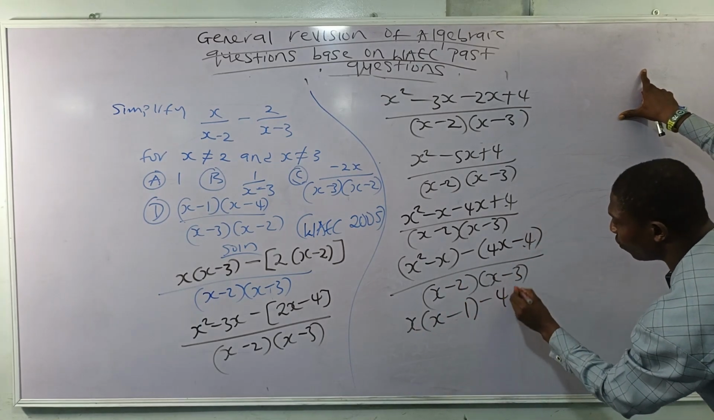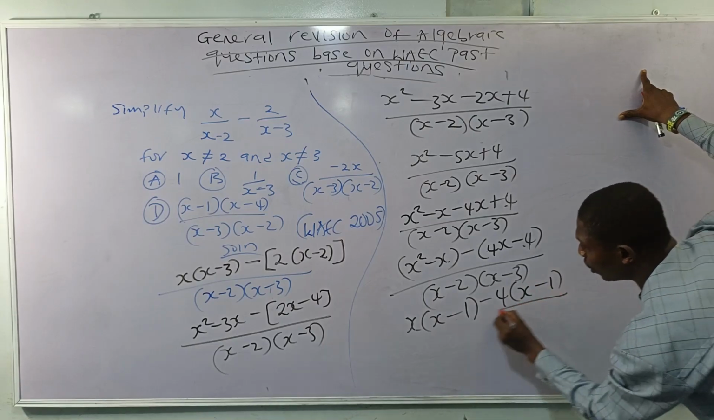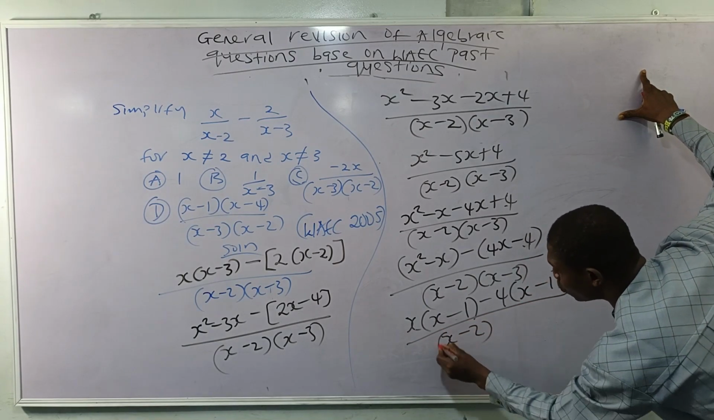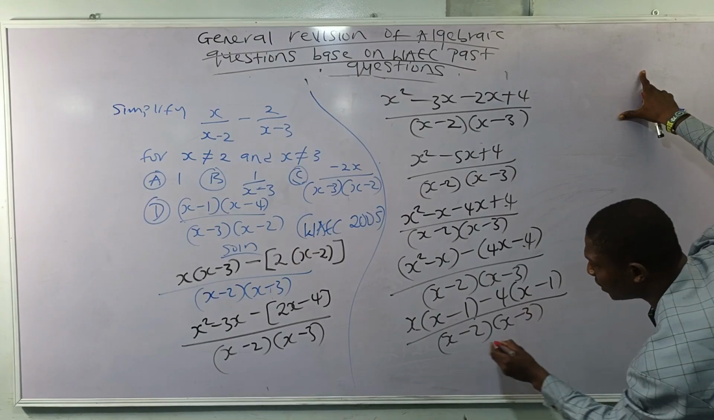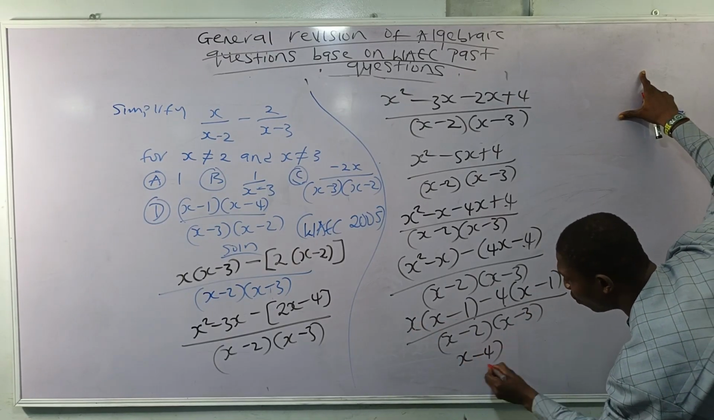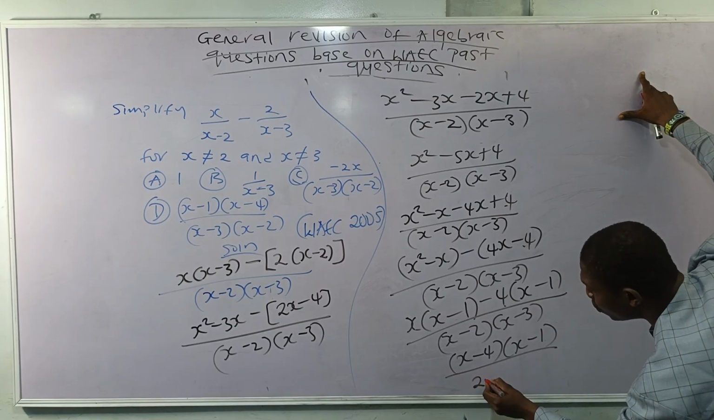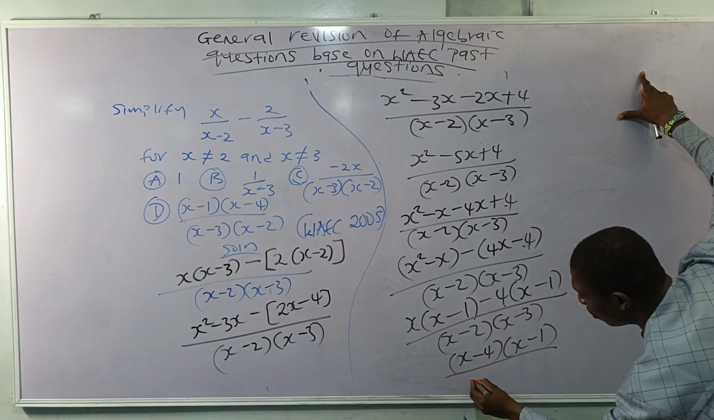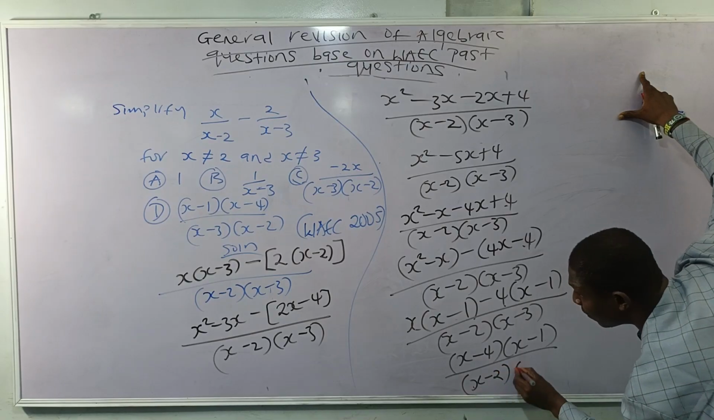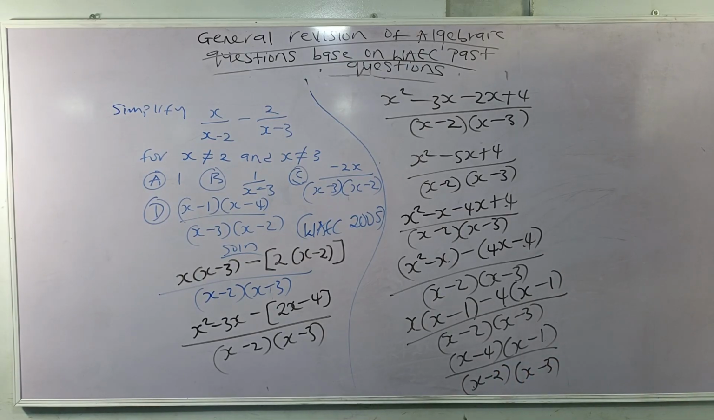What's common here is 4. 4s divided by 4 is s, and 4 divided by 4 is 1, all over s minus 2 bracket s minus 3. So we pick this and this since the bracket is the same. So I have s minus 4 bracket s minus 1, all over s minus 2 bracket s minus 3. Now, can anything cancel out?